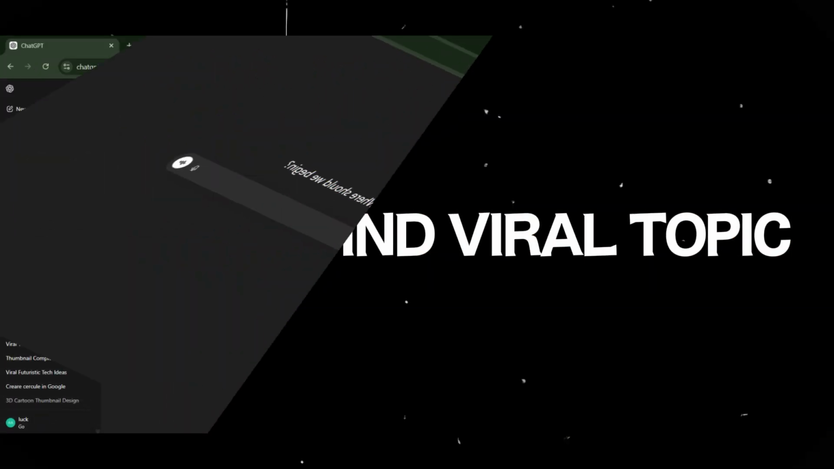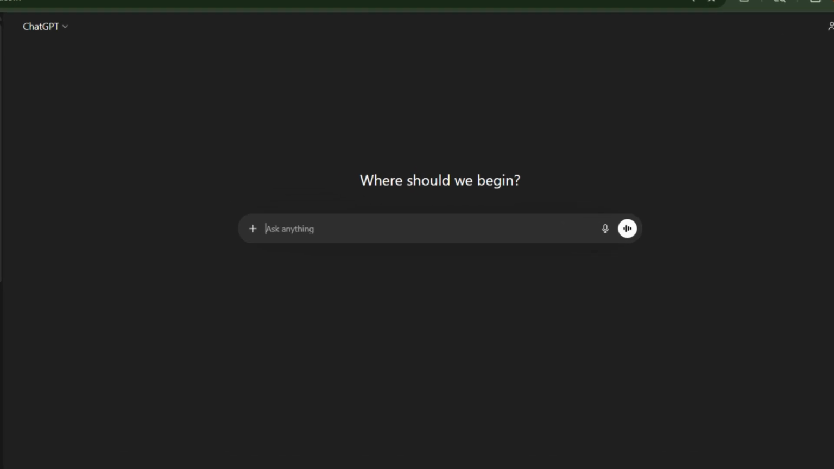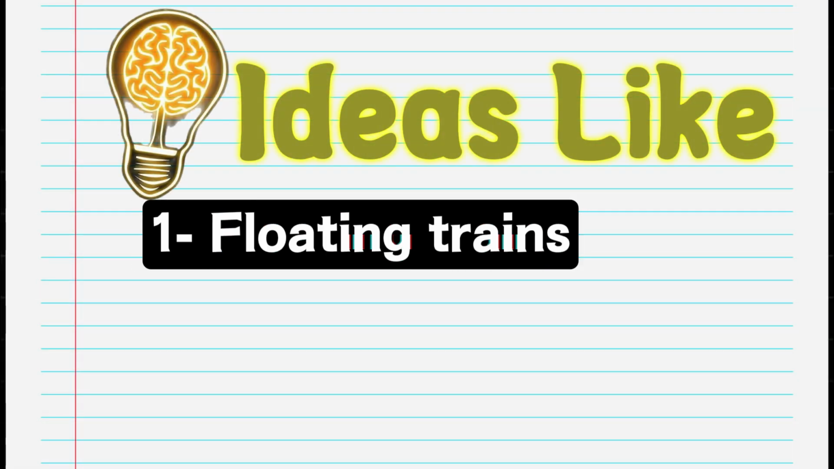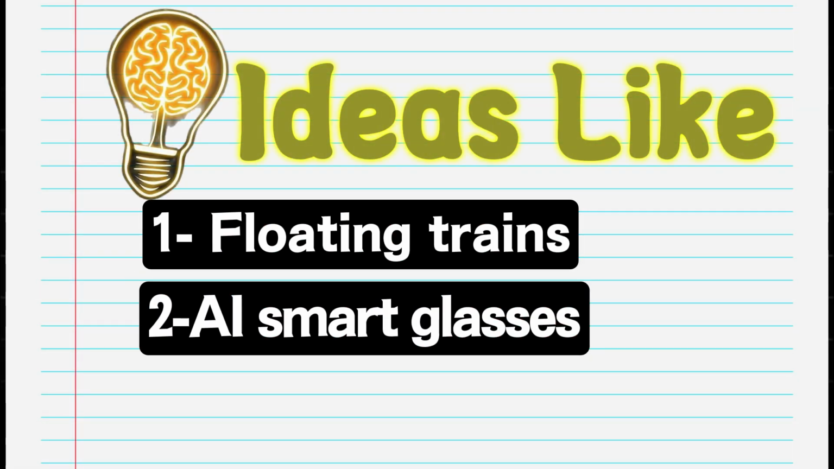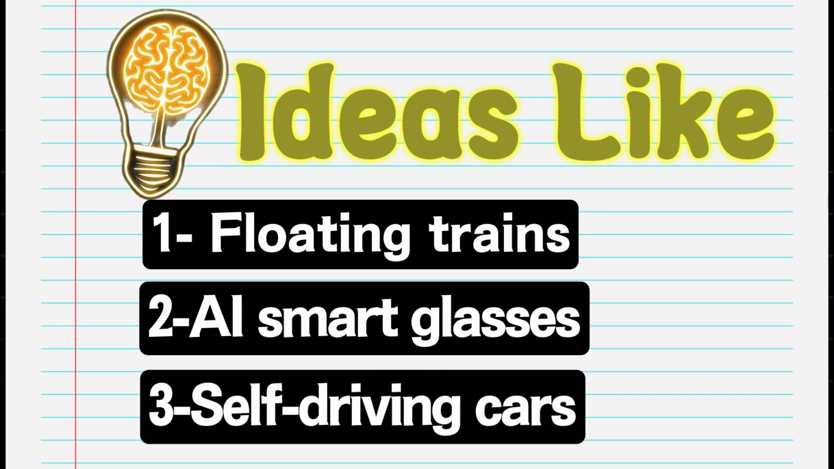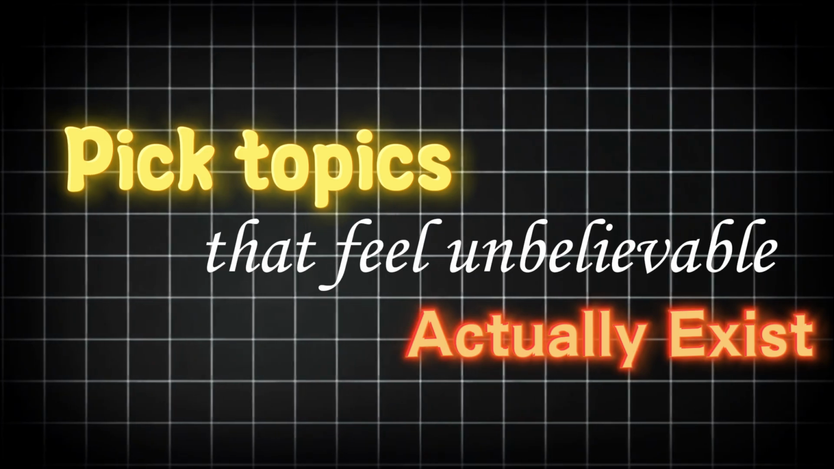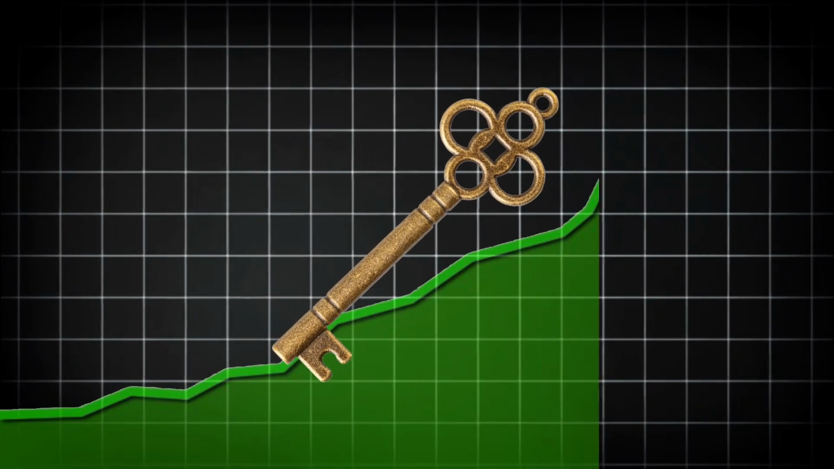Step 1. Find viral topic. First, open ChatGPT. Use your real but futuristic tech prompt. This will generate ideas like floating trains, AI smart glasses, self-driving cars. Pick topics that feel unbelievable but actually exist. That's the key to going viral.